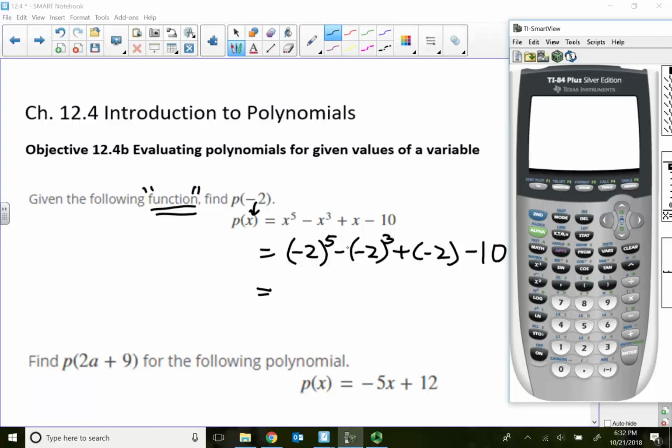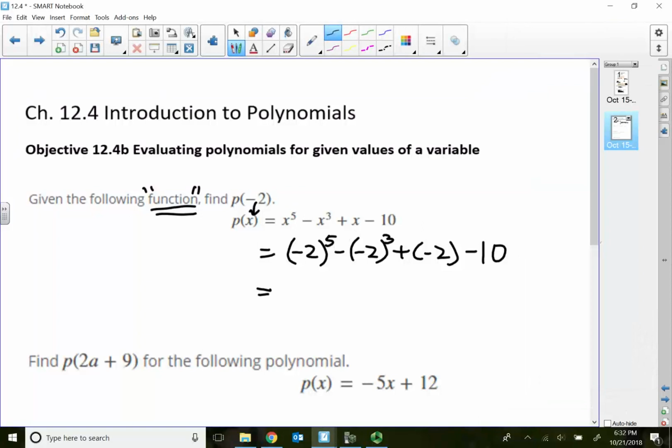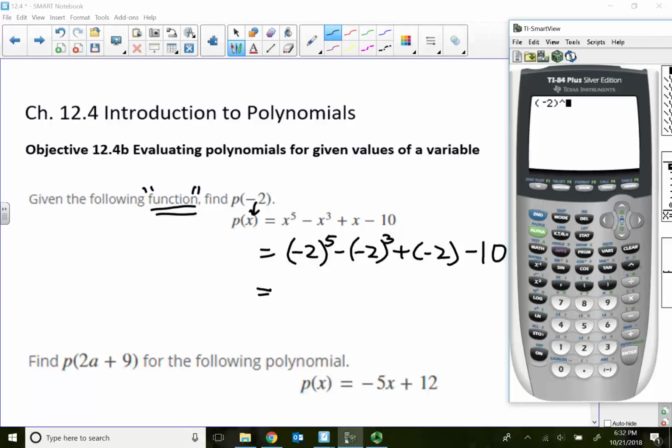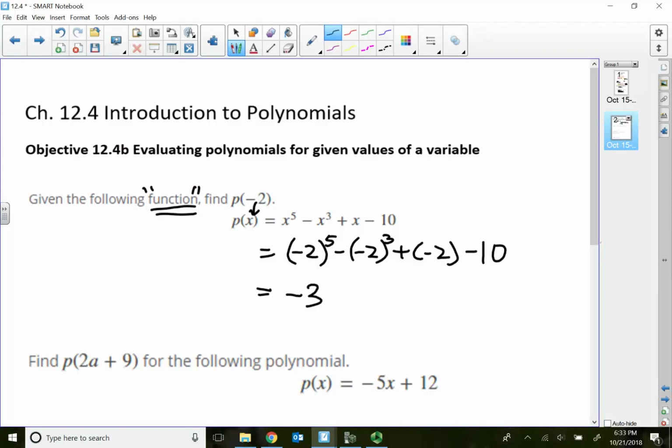I want to make sure we can write this out correctly before we enter it in the calculator. Whenever we substitute a number for a variable, we always put it in parentheses, especially now that I have negative numbers and exponents. So (-2) to the 5th power, minus (-2) to the 3rd power, plus (-2), minus 10. That will give me -36. Make sure we write this out and enter it correctly to get the right answer.